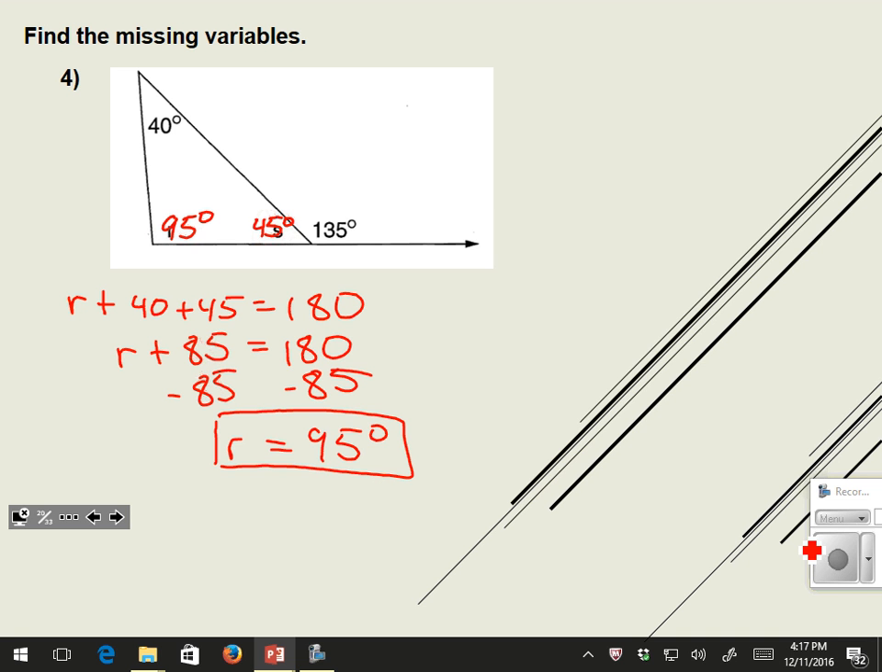I want you to take a quick look at the relationship between this angle and this angle. We're going to revisit this, but just take a look. What's the relationship between 40 degrees, 95, and 135?